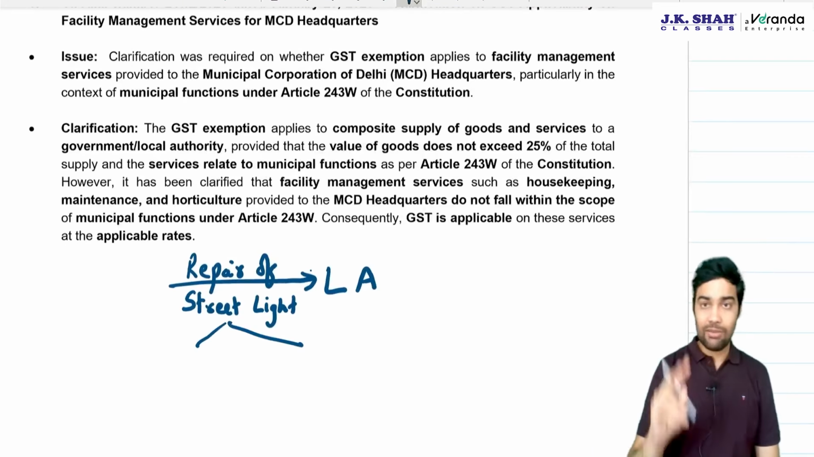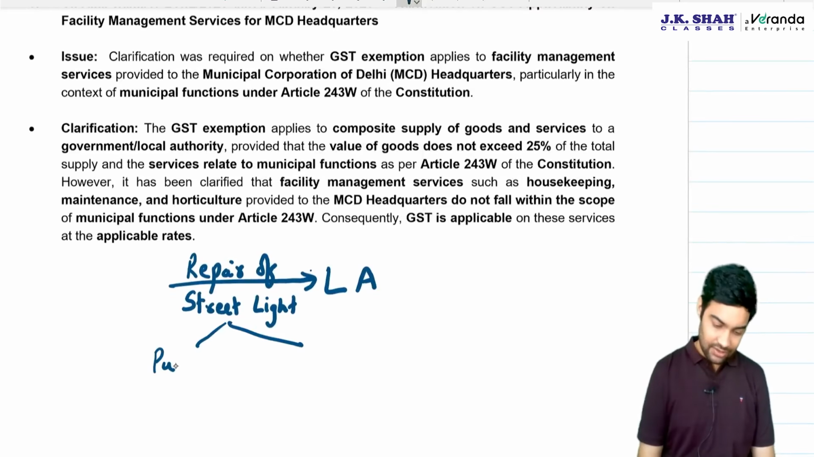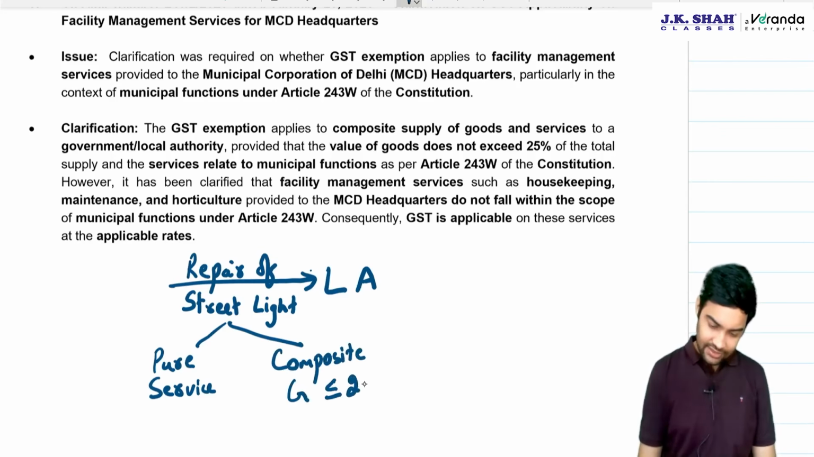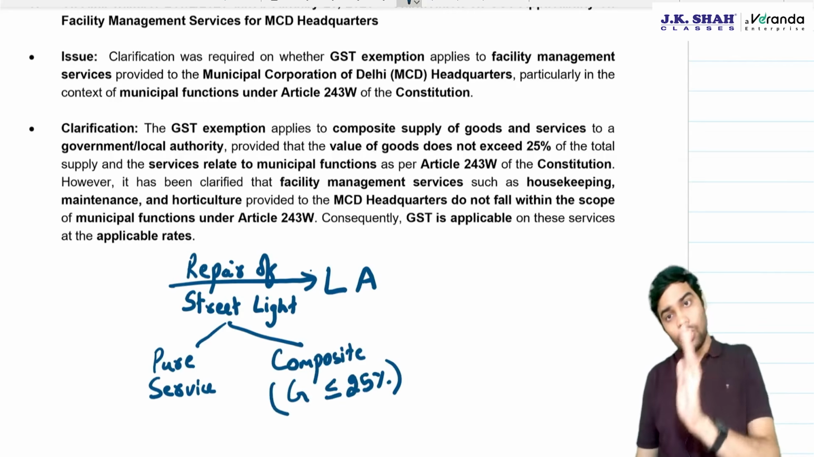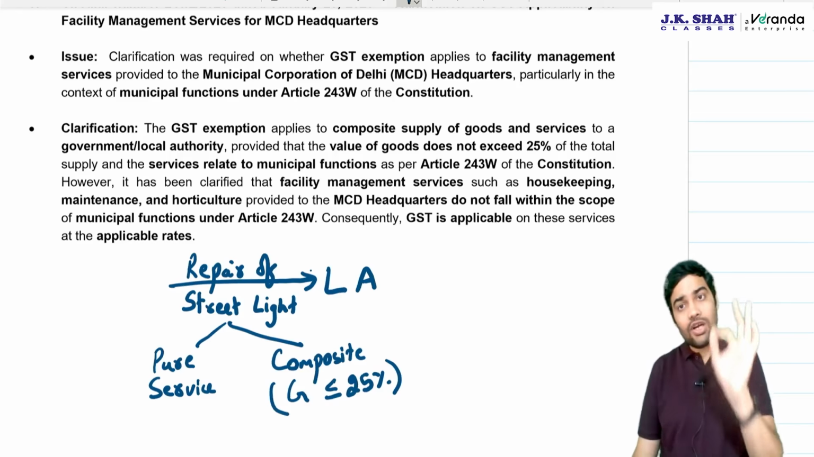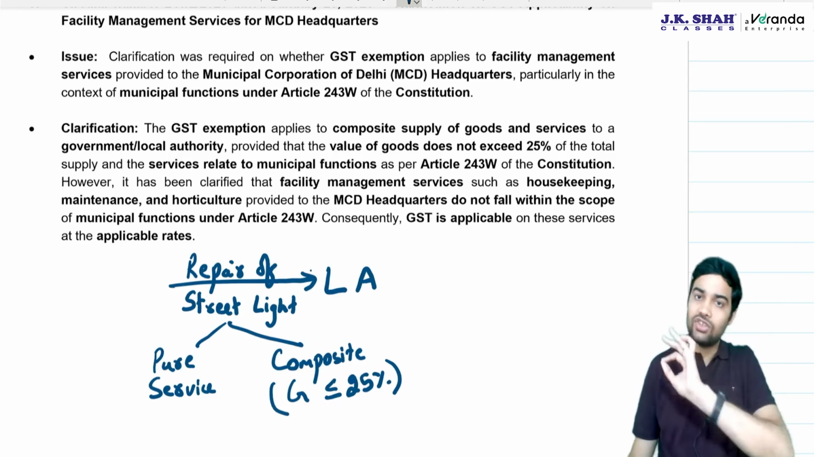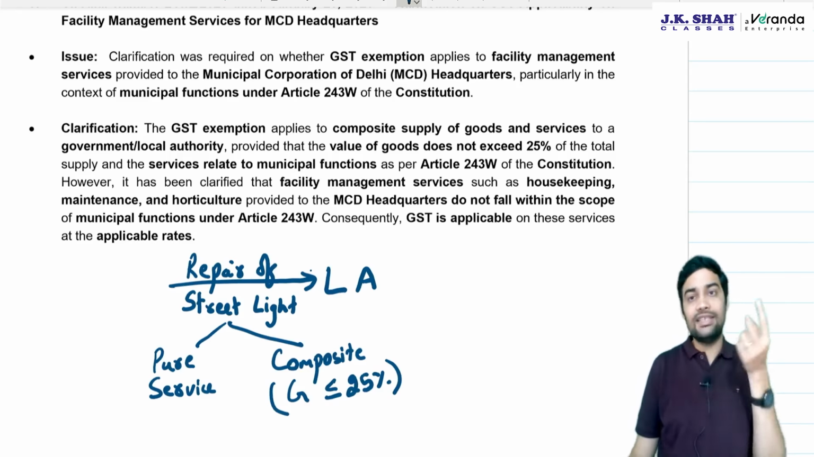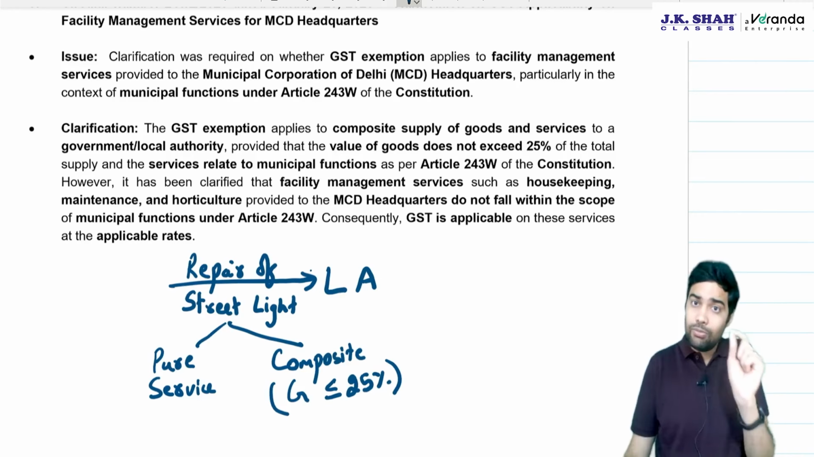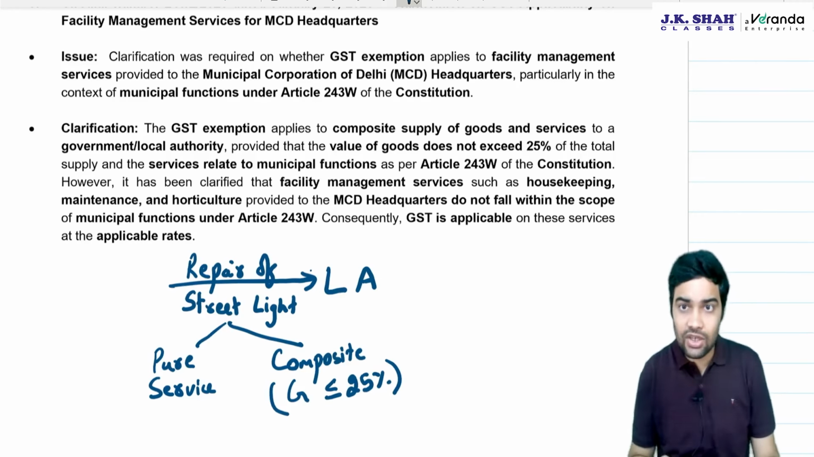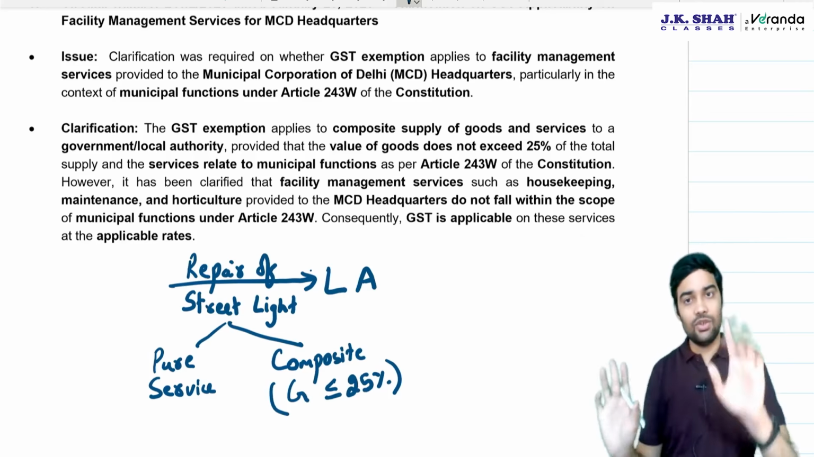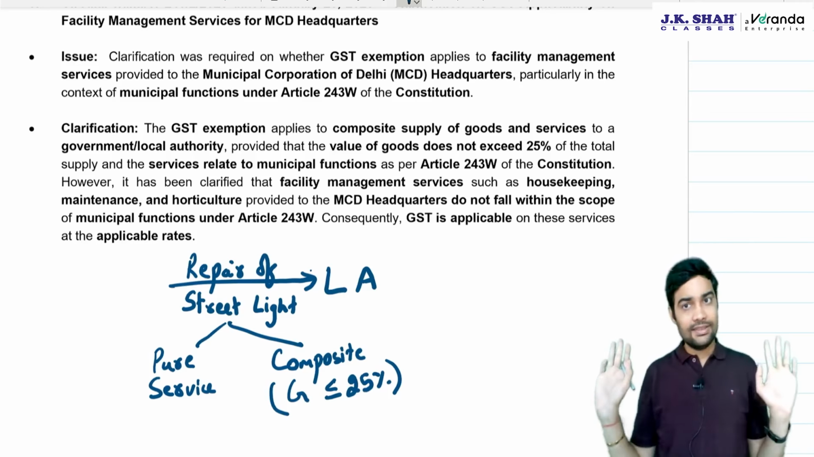Now, this exemption is available for two things: pure services or composite supply where goods element does not exceed 25%. You remember this entry? That service provided to government or local authority for a constitutional function, they enjoy an exemption if it's a pure service or composite supply where goods element does not exceed 5%. You remember this entry? Yes.